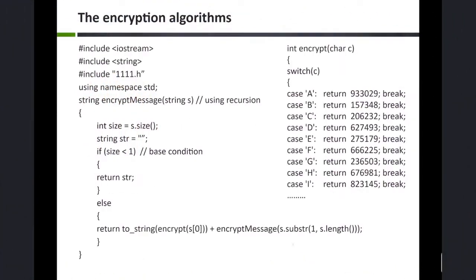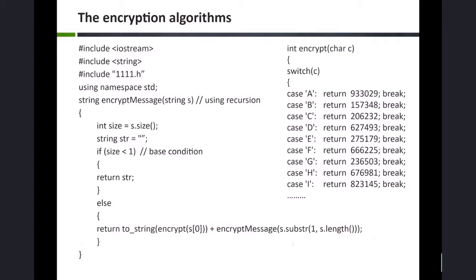For the encryption algorithm, we will be accessing the IOStream and string libraries. We will also be accessing the 111.h code, which will contain the encryption information. The function int_encrypt within the 111.h code will take in a character and return an integer value. Each character is assigned a 6-digit numerical value.